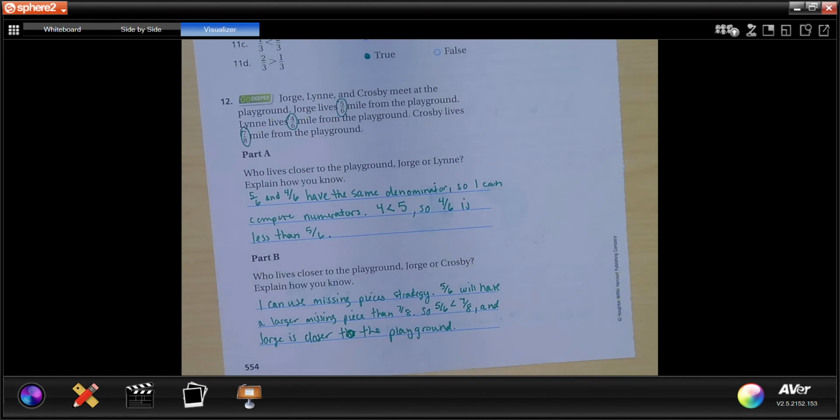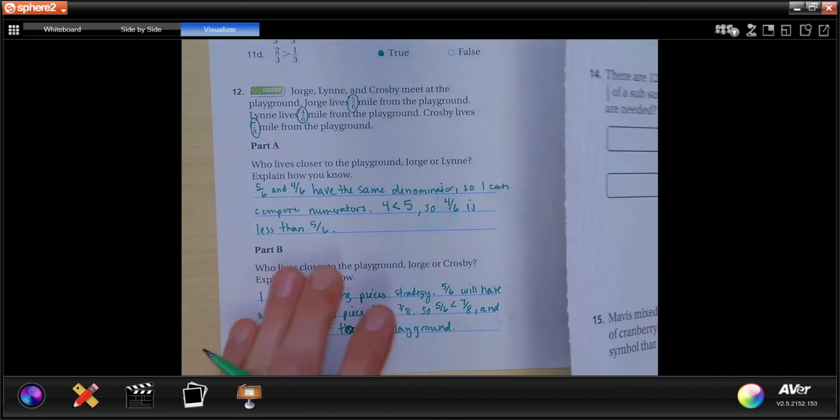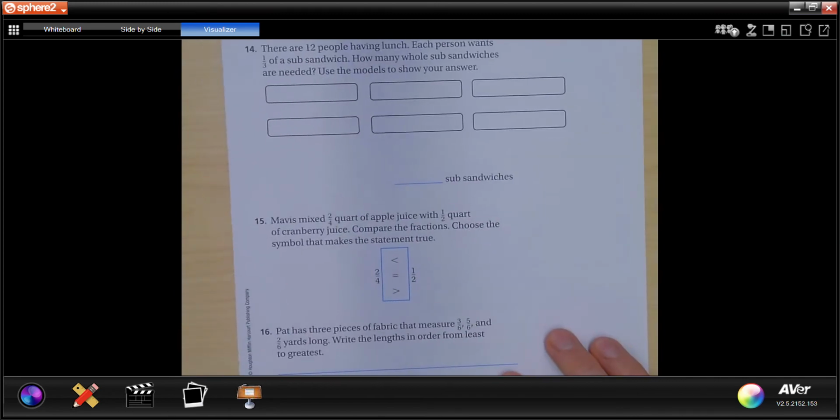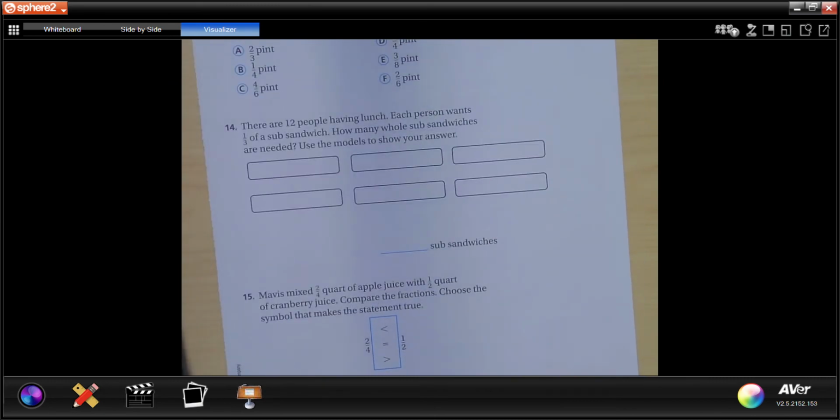Alright. You can pause if you need to copy that down. I'm going to move on to page 555. Number 13.